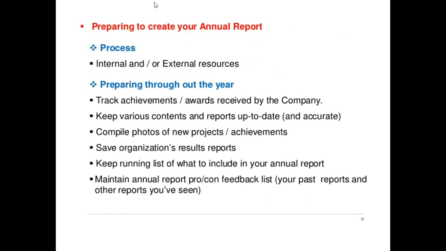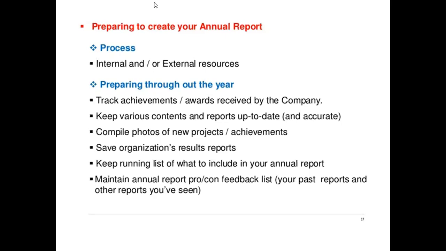Yes, when it comes to how you are going to create that annual report, first you have to make preparations. In preparation you have to keep in mind its process and what you have done throughout the year. So throughout the year you are going to prepare. For the process you have to go for internal and external resources, and for preparation throughout the year you have to make a record of every achievement that you have made or any reward that you have received. So please go for it.